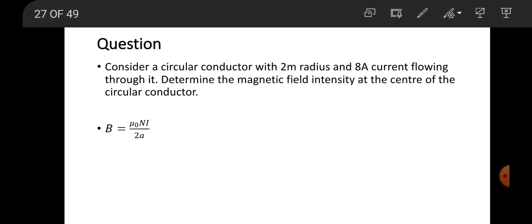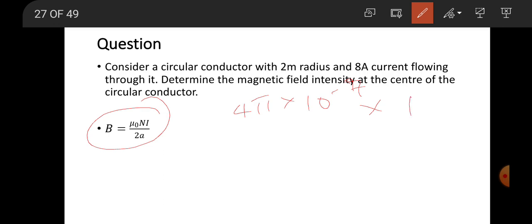Now look at this one. Consider a circular conductor again, with radius 2 meters and 8 amperes current flowing through it. Determine the magnetic field intensity at the center of the circular coil. The same question. So we use this formula mu naught Ni all over 2a. Your mu naught, like we have, is 4 pi times 10 to the power minus 7, multiplied by Ni. N is number of turns. In this case, we are not given a number of turns, so we'll assume it to be 1.